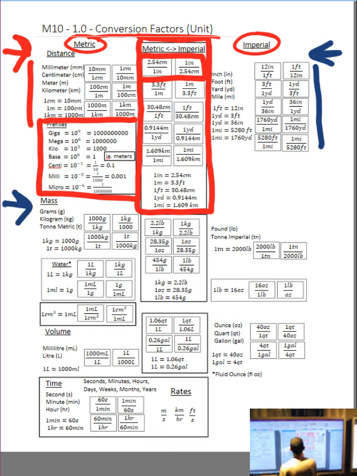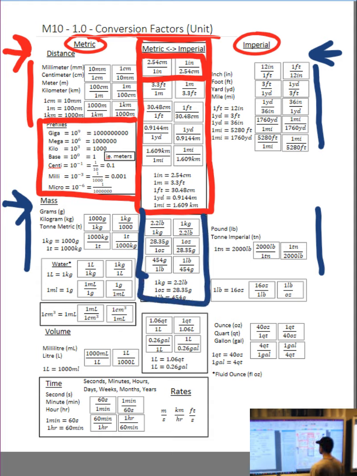Okay, so we just looked at distance above. Now let's look at mass. So things like grams, kilograms, and tons. And off to the right, the imperial, pounds. And in between, their conversion factors between them. A little bit of information, big green, about water. And then into volume down below.